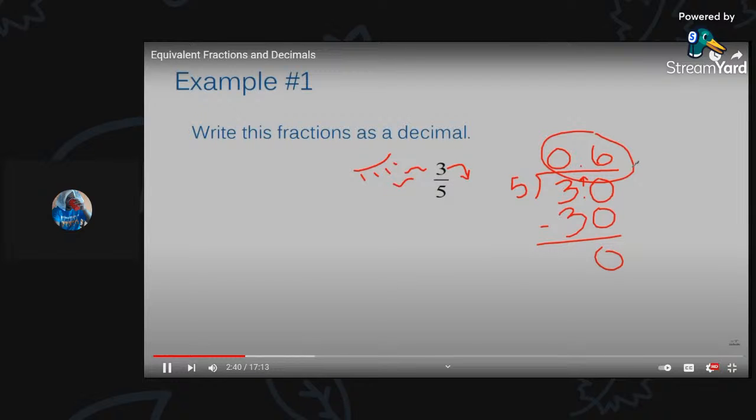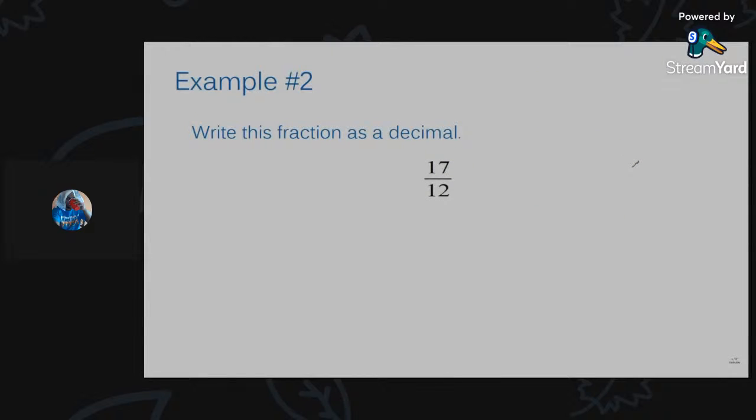Let's move on to example number 2. Example number 2, write this fraction as a decimal. So we're going to do the same thing here. If you need to remember this, no problem. Sunny and it's windy. Your 17 gets blown over.